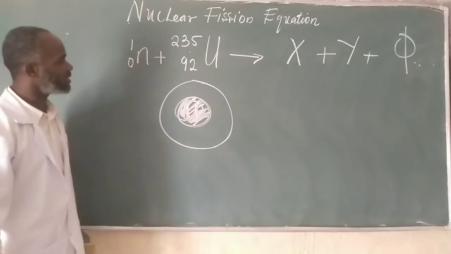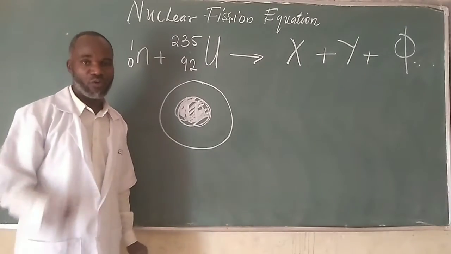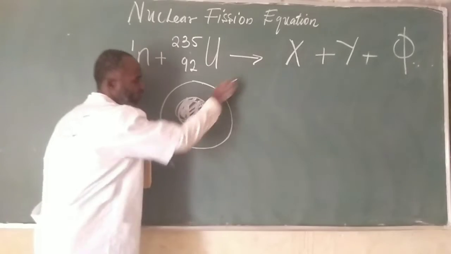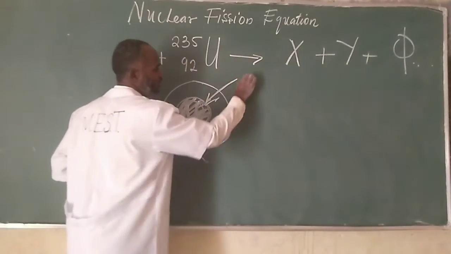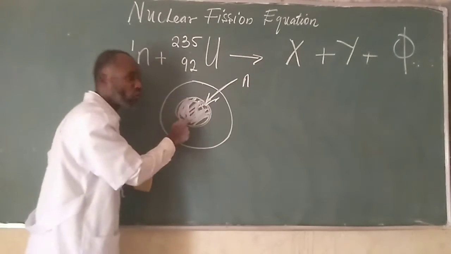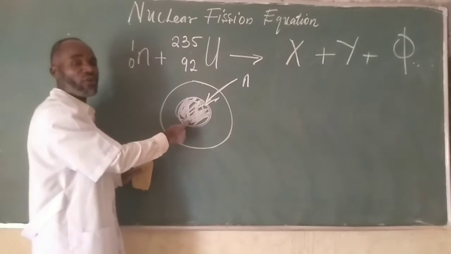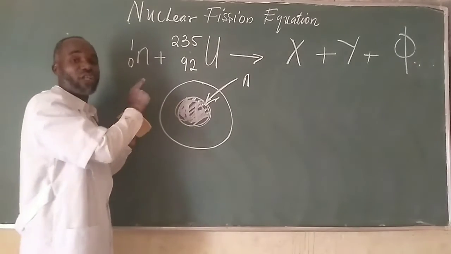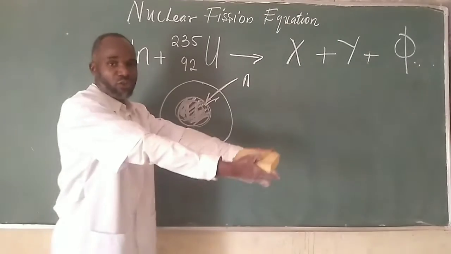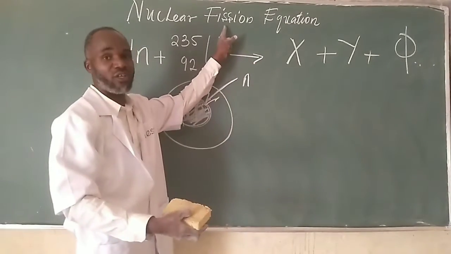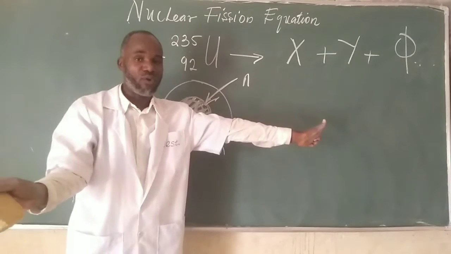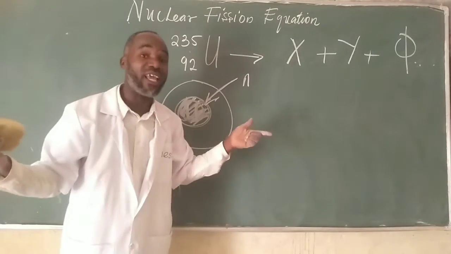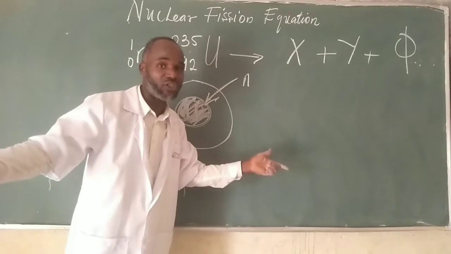Now, the question is, how is it going to be? Remember that what we're trying to do is to bombard the heavy nucleus of uranium-235 elements. And by the time we do that, using a slow-moving neutron, it's going to break into or split into. That's the meaning of fission. Fission means break into or split into two or more elements with the release of a huge amount of energy, right?